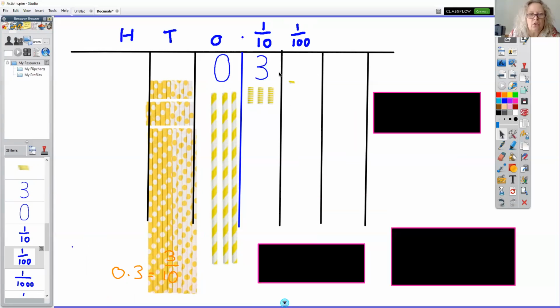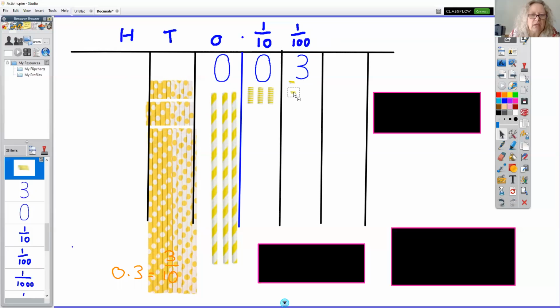If the 3 was over here, only I could move it, there it is, I'm going to put it over here. And of course we need a 0 here so that we know where the ones place is, or so that we know where the decimal point is. We put the 0 there. That shows you that the 3 is in the hundredths place.